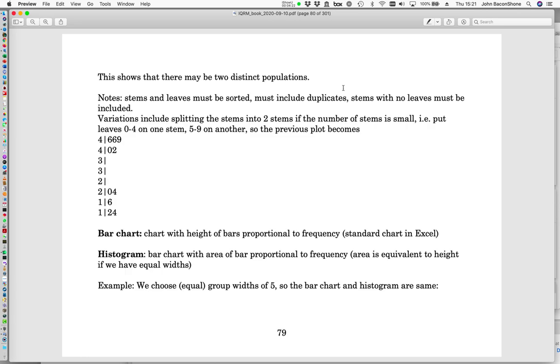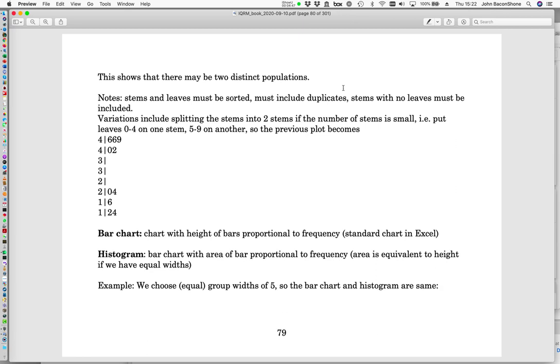Just to remind you, stems and leaves must be sorted. We must include duplicates, and stems with no leaves must be included. Now we can make variations. For example, we can split the stems into 2 stems if the number of stems is too small. So we could put leaves 0 to 4 on one stem and 5 to 9 on another.